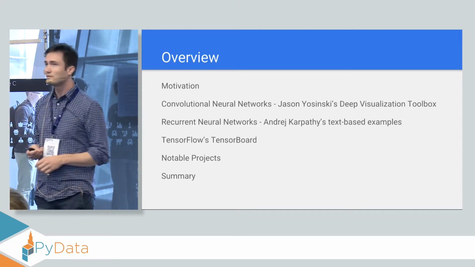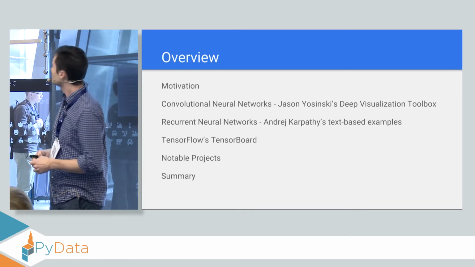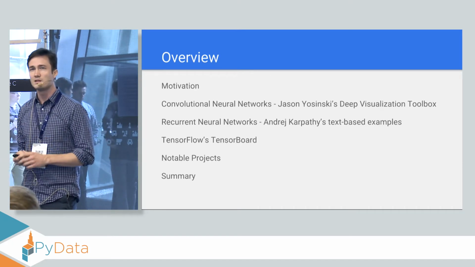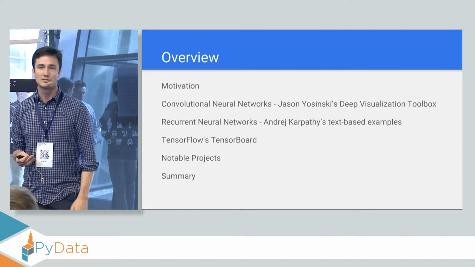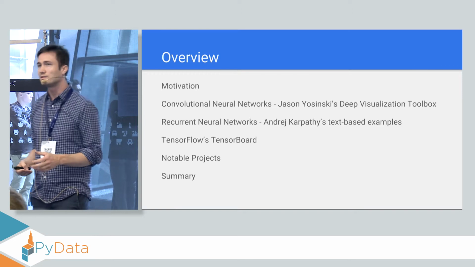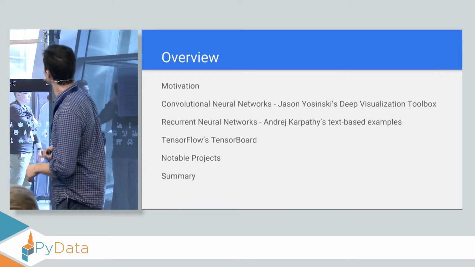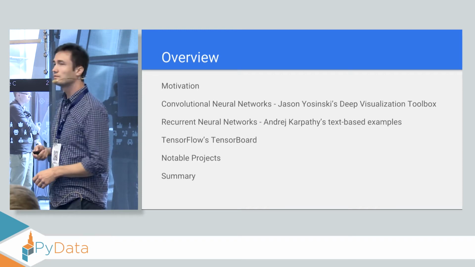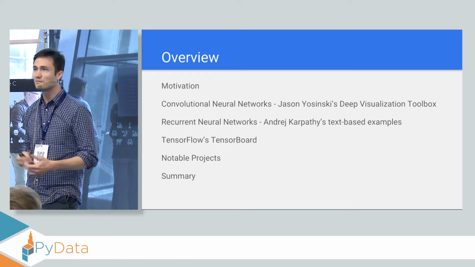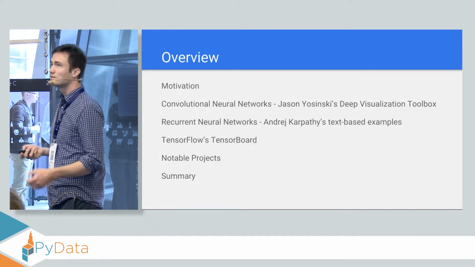So specifically, I'll introduce two projects that are very relevant. Jason Yosinski's Deep Visualization Toolbox, which is useful for visualizing neural network activation for convolutional neural networks, as well as Karpathy's text-based visualizations for recurrent neural networks. And TensorFlow's TensorBoard, which many of us who use TensorFlow have found useful, and other notable projects, and a summary.